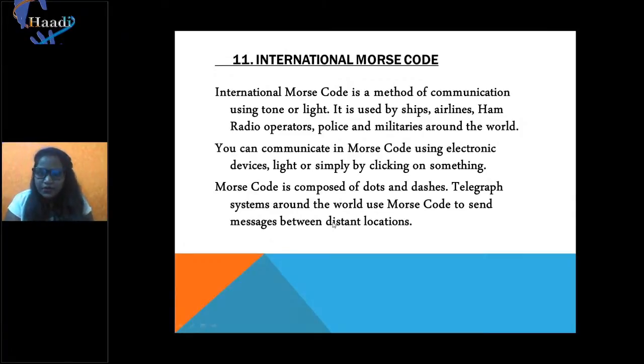Nowadays, military officers and lots of other people use international Morse code. It's just lights, signals, or tones, so that they can communicate in difficult times when they cannot speak with each other, but still can communicate with lights and tones. It is basically used in ships, airlines, radio operators, police, and militaries all around the world.